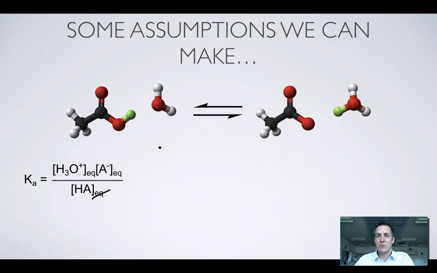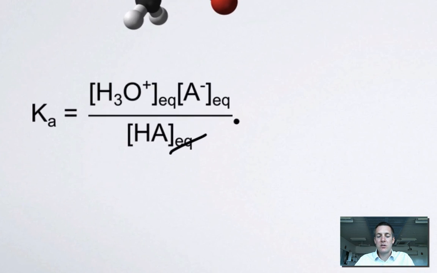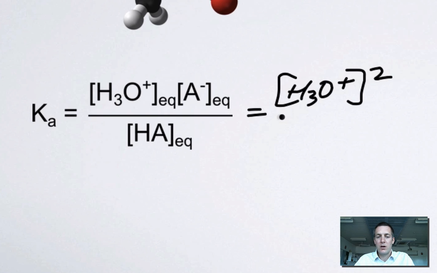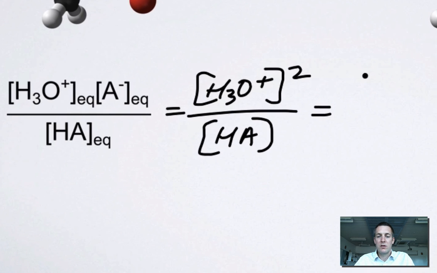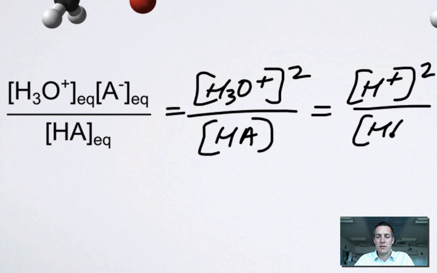What is more, and it's not really an assumption, it just has to be true, is that if HA splits up into ions, then we're always going to form one A- for every H3O+. In other words, these two concentrations will always be the same as each other, and so we end up with a slightly simplified version of Ka that says that this is equal to the concentration of H3O+ squared over the acid concentration. And you might remember that H3O+ is basically the same as H+, so this equals the concentration of H+ squared over the concentration of the acid.